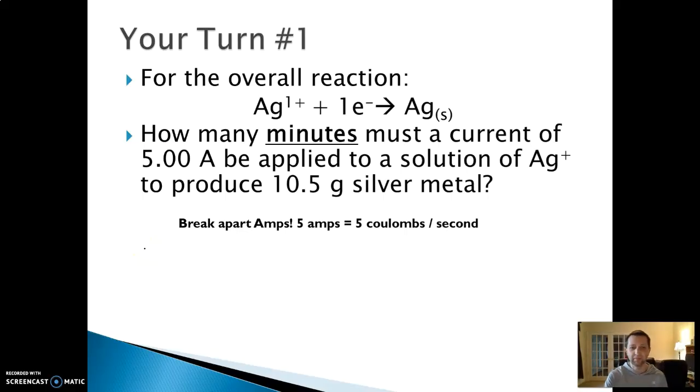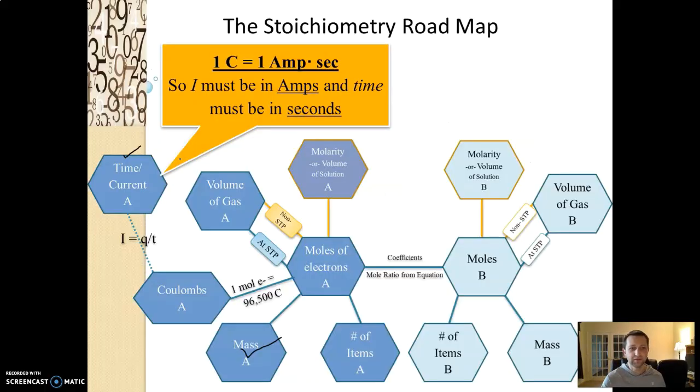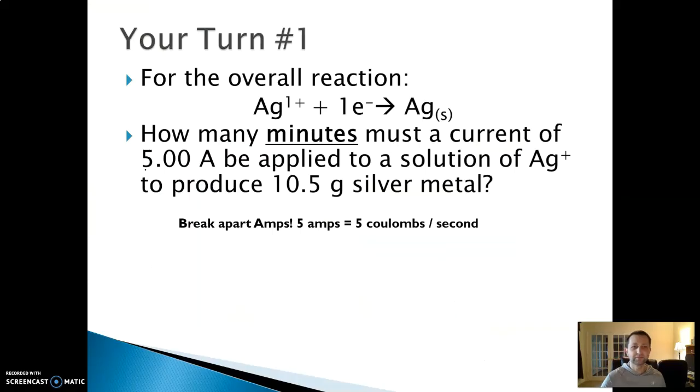So let's knock it out. First thing you want to do, break apart amps. So 5 amps is 5 coulombs per second. And I want minutes here, so I'm going to need to make sure I remember that at the end. So, factor label. See, it's a bunch of steps. I'm going to start with my grams of silver. I have no other choice but to start with that. If I start with my current, I have no way of getting from current into coulombs, right? Because the only way to get from current into coulombs is if I have a time. And I don't.